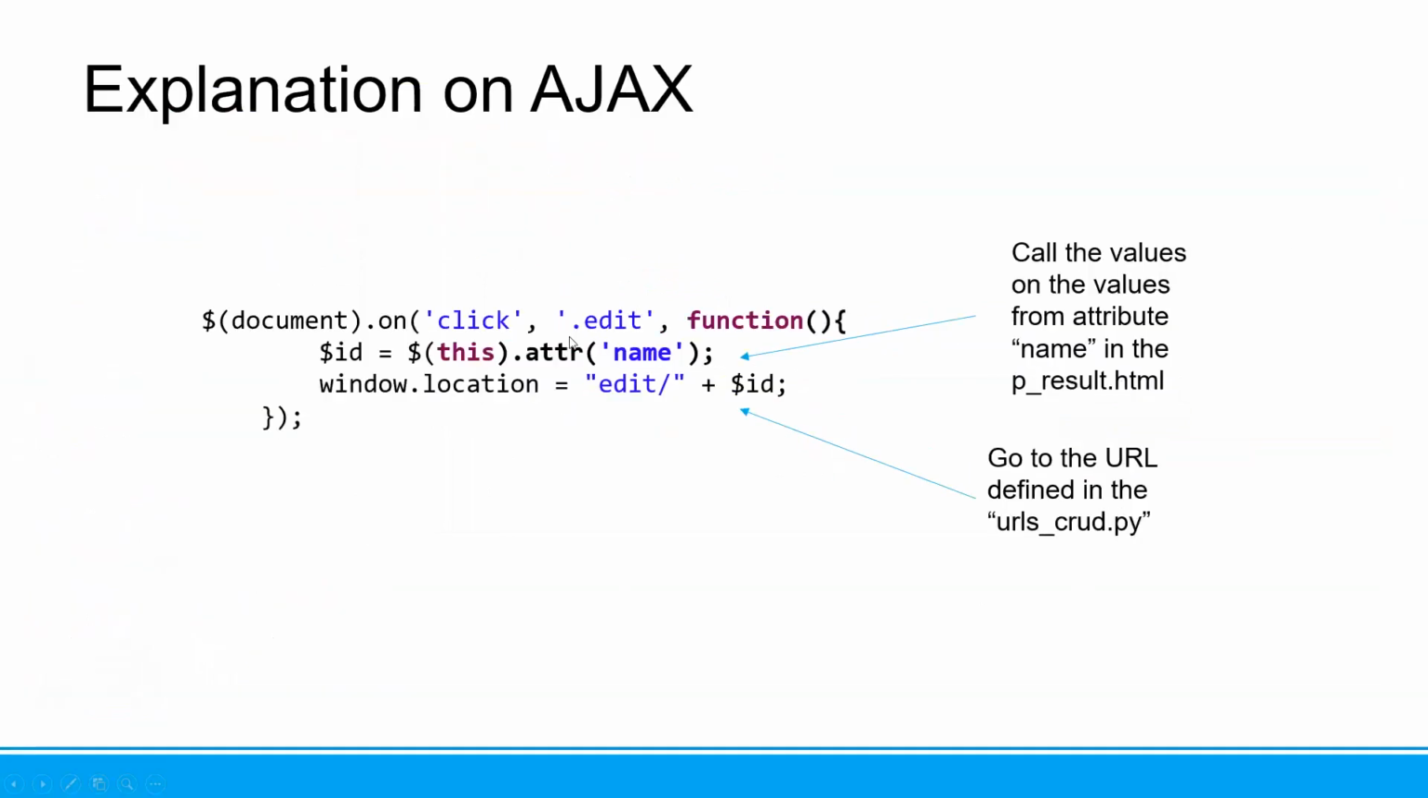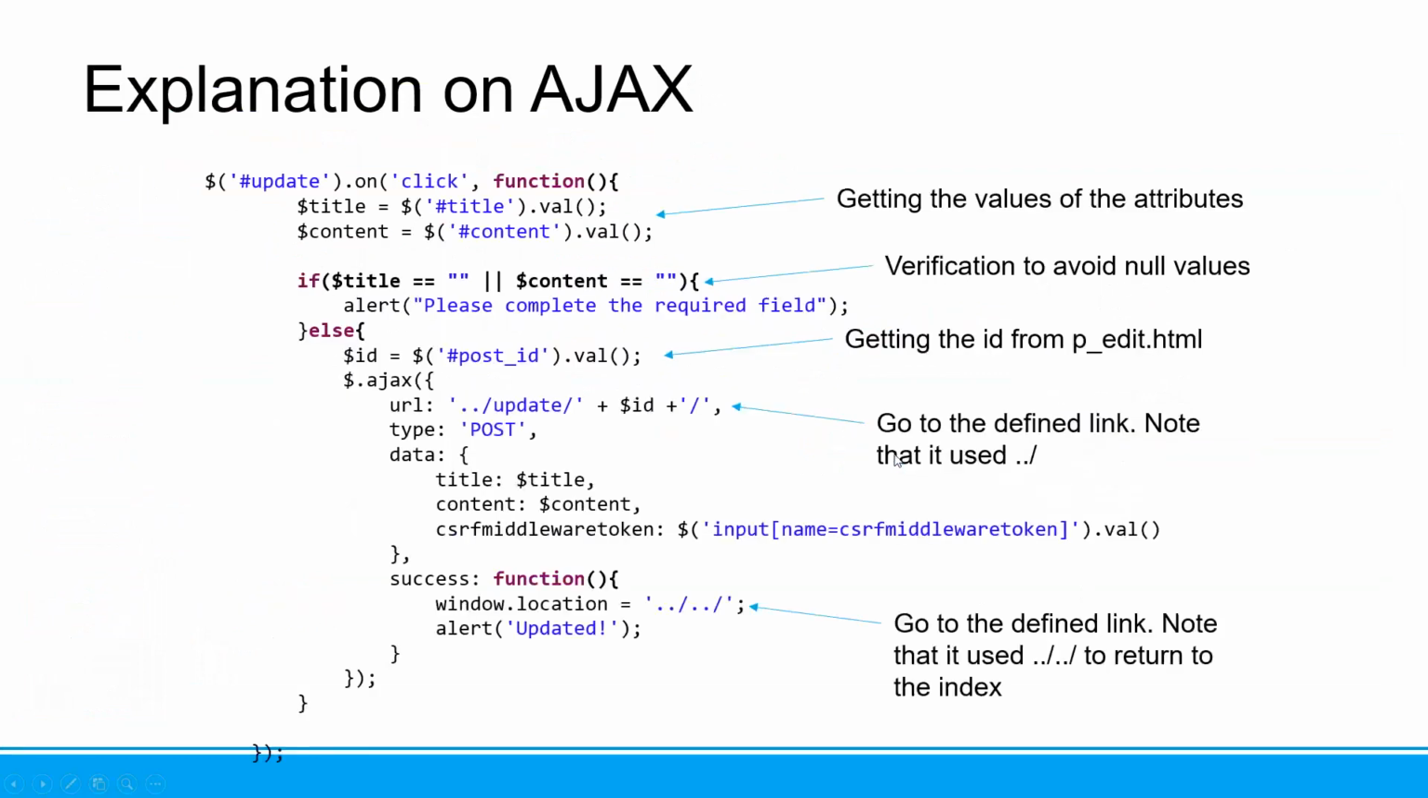So this is the explanation. We are calling the values from the attribute name in the P result, and then we are going to the location of edit, and after that, if the update button is clicked, then we will run as disclosed.